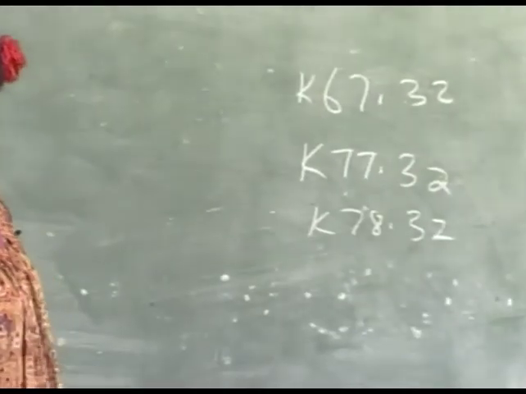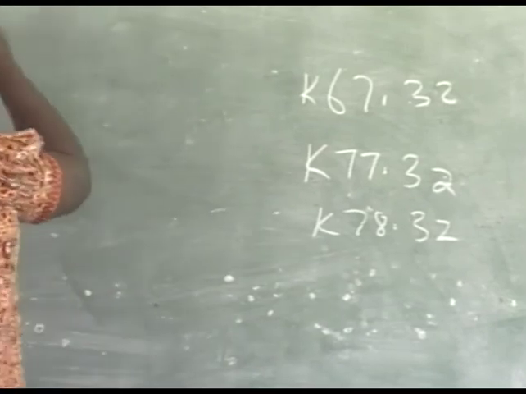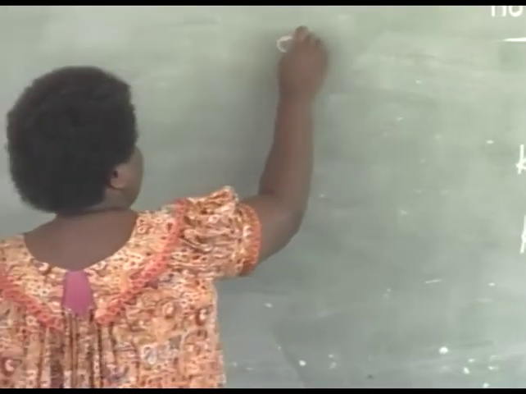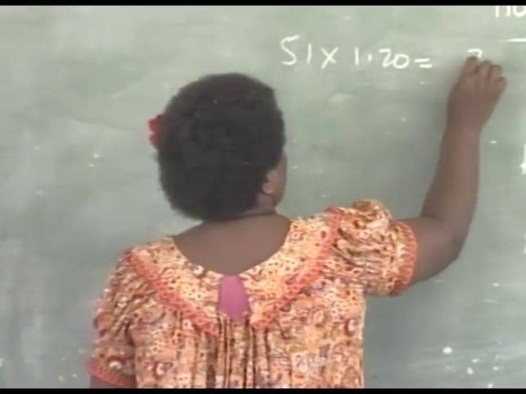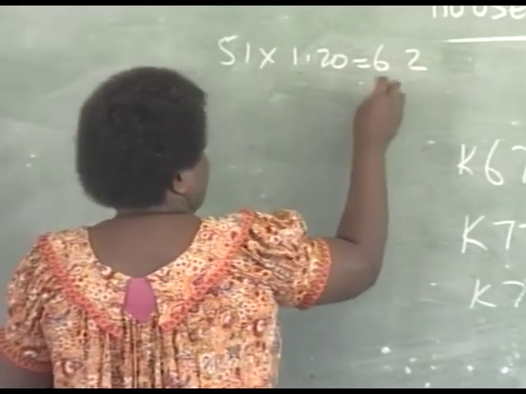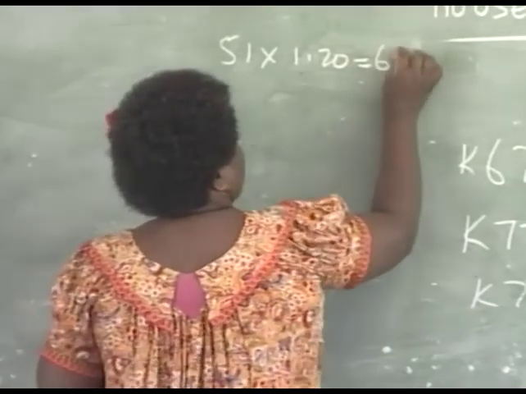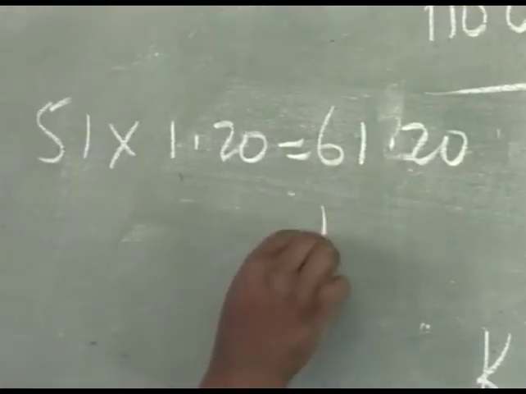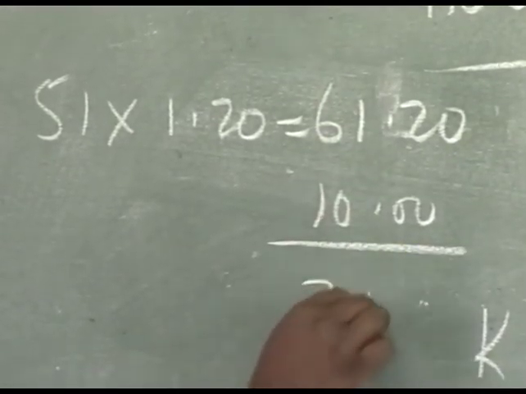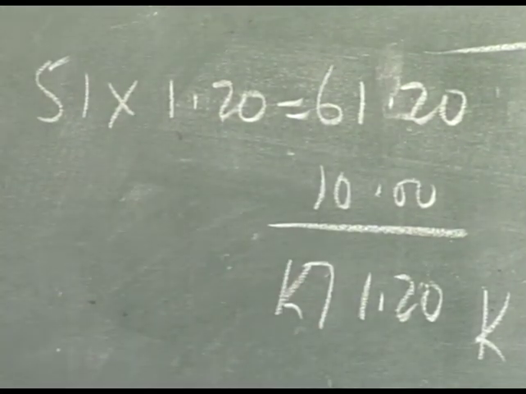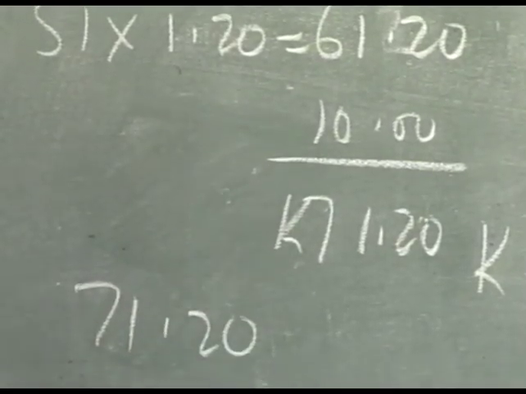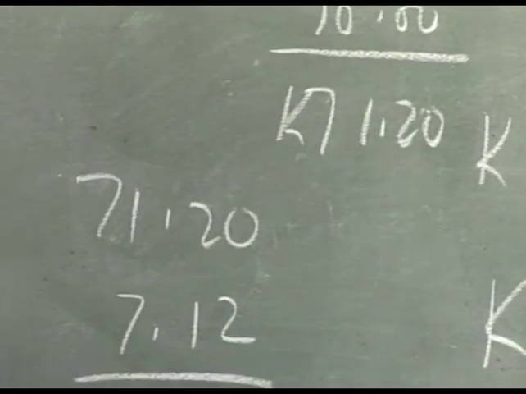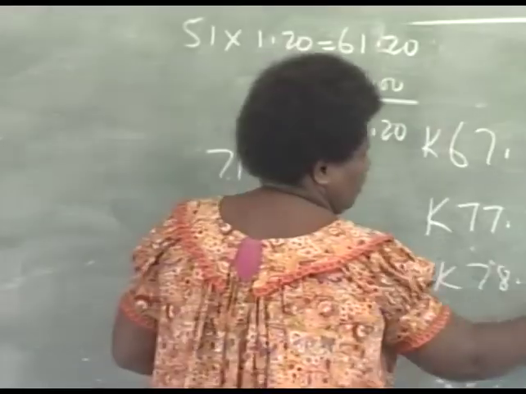Okay, for the first 10 kiloliters you don't pay. So you subtract 10 kiloliters from 61 and you get 51. That's what you have to multiply by 1 kina 20. That gives 61 kina 20 toya. And then you add 10 kina to it. So the actual amount is 71 kina 20 toya. Plus 10% VAT, which is 71.20 plus 7 kina 12 toya. It's 78 kina 32 toya. So this one is correct.